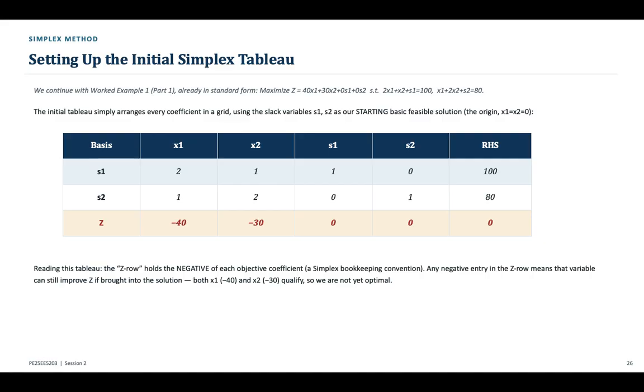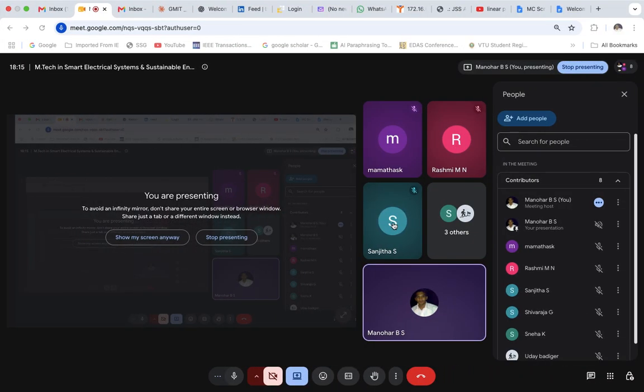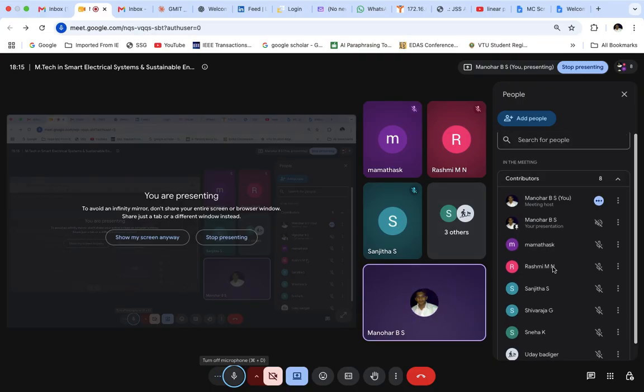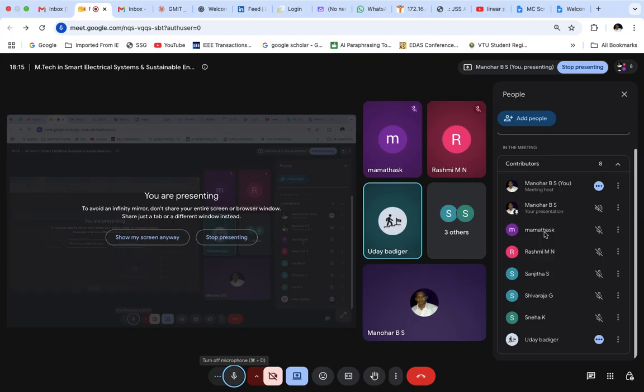The objective row is written in classical maximization convention as you can see here: -40, -30, 0, 0, 0. Why are the objective coefficients negative here? Any answer? The answer is on the slide. Are you people here? Others, Rashmi, Sanjita, Shivraj, Sneha, Uday will be there. Others have just switched on and left, I guess. Shivraj?